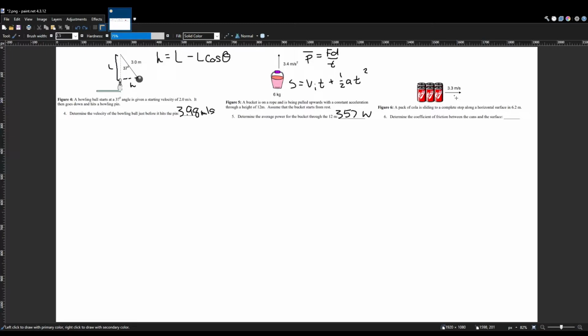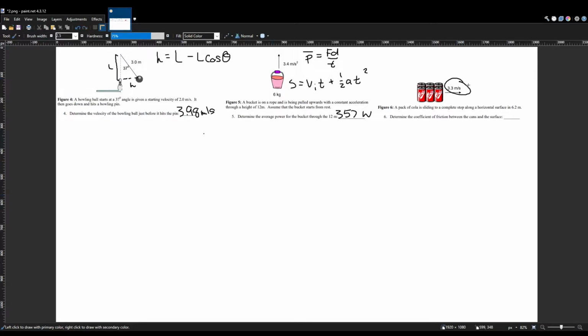All right, question 6, pretty easy one to end on. It says a pack of cola is sliding to a complete stop along a horizontal surface in 6.2 meters, and we are going to determine the coefficient of friction between the cans and the surface. So this is a pretty easy one. This picture just tells us that we have a velocity of 3.3 meters per second.